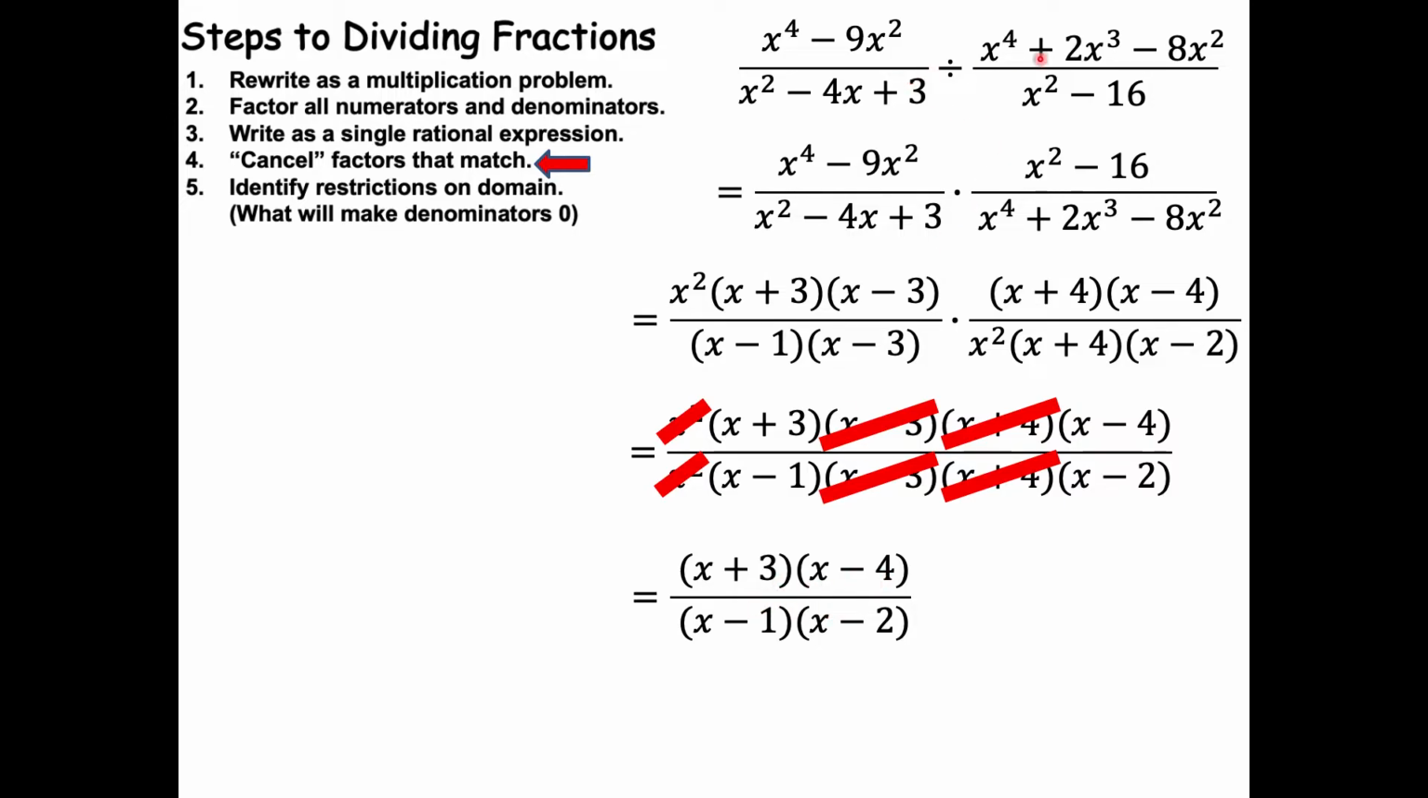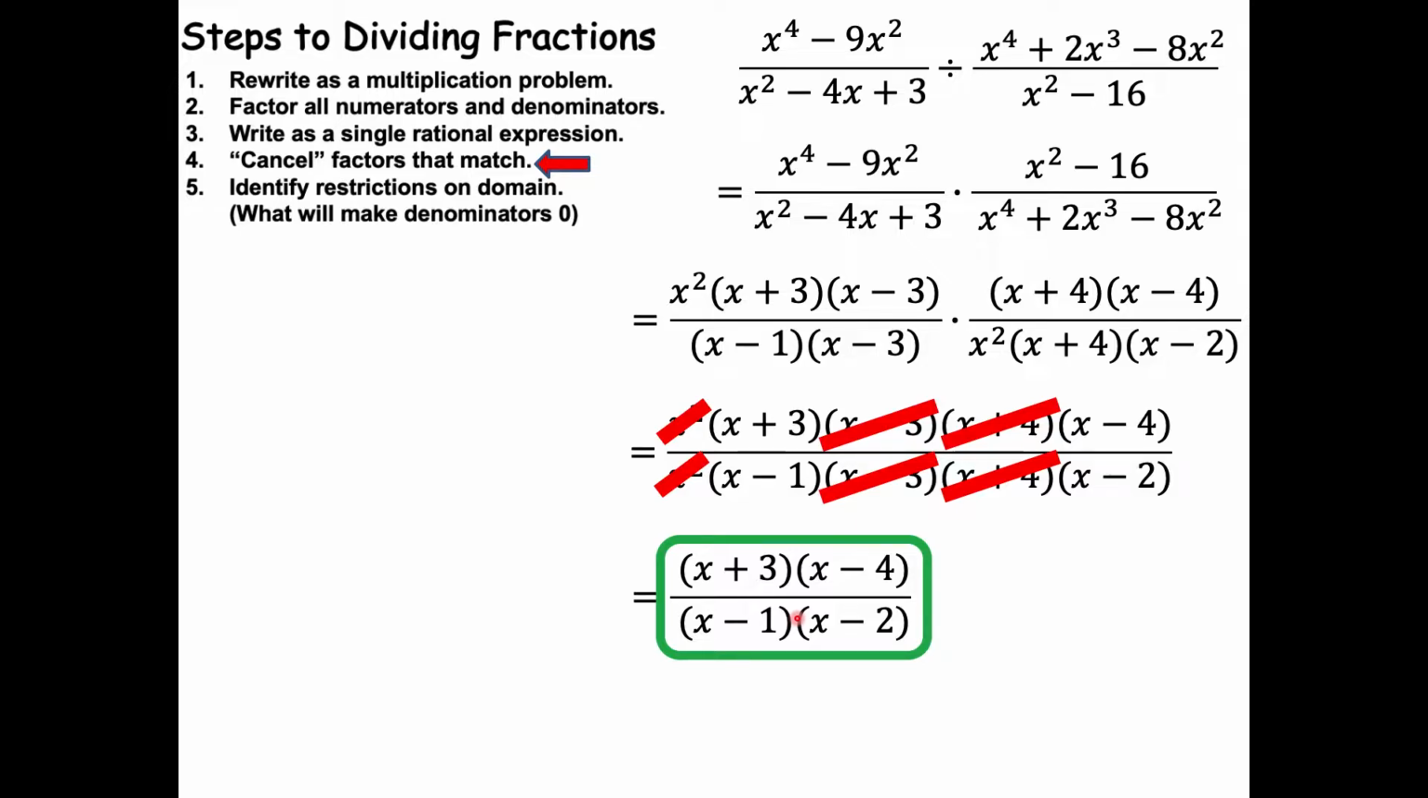So this divided by this is this. Now, I think on some tests and things like that, you might see these actually multiplied out. So you would do the box method or distribution to multiply the top and the bottom. I'm okay with you leaving it in factored form, so you don't have to multiply it out after this. So just leave it like this, and you're done with that.